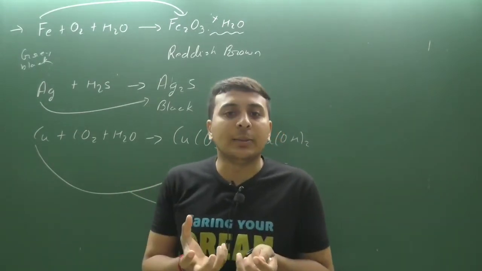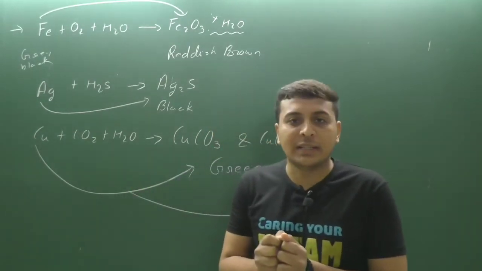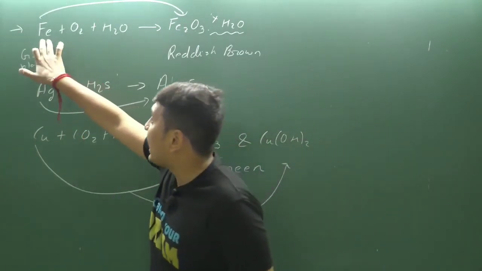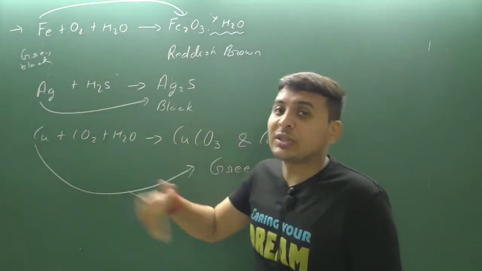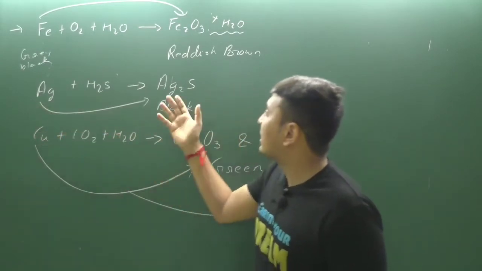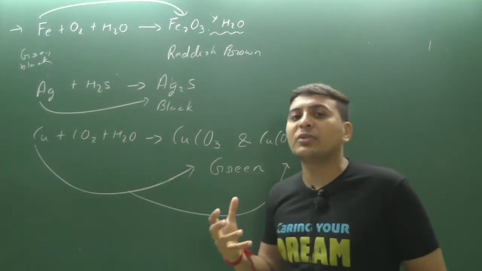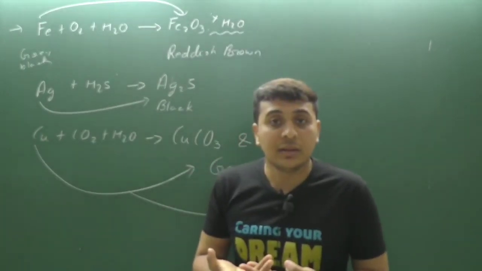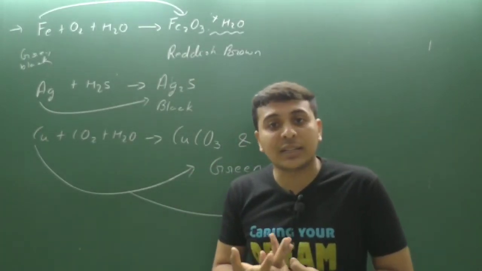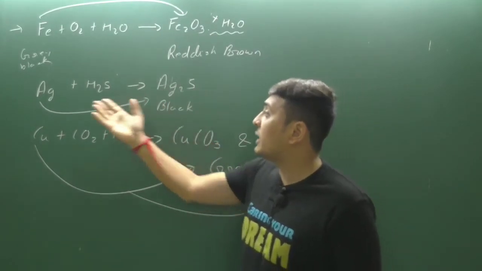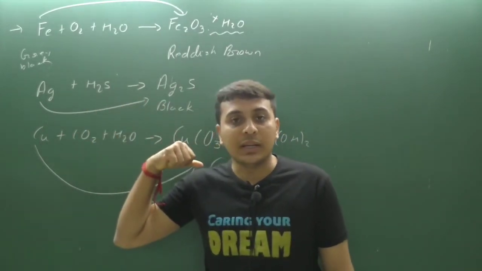For the stability of anything. So iron oxides are more stable as compared to iron. Silver sulfide is more stable as compared to silver. Copper carbonate and copper hydroxide are more stable as compared to copper.